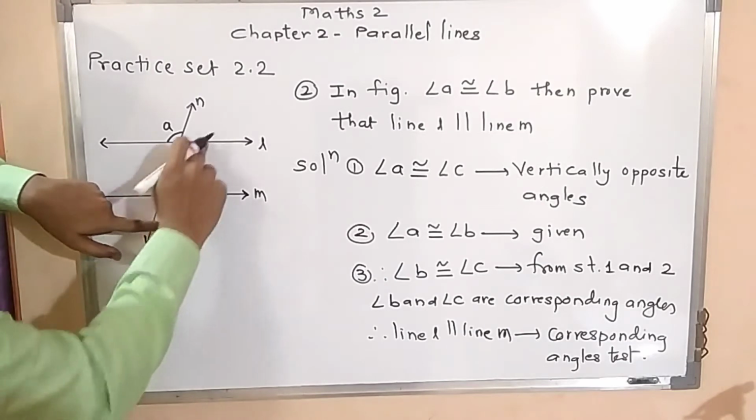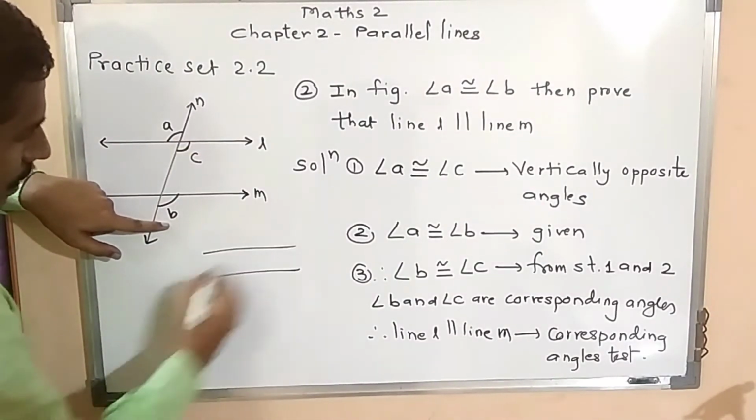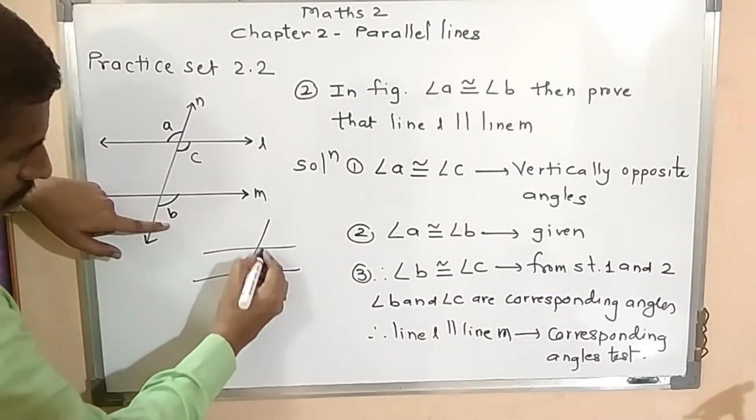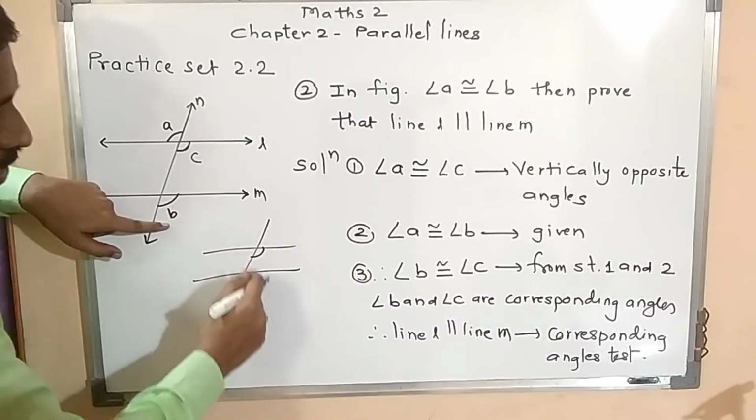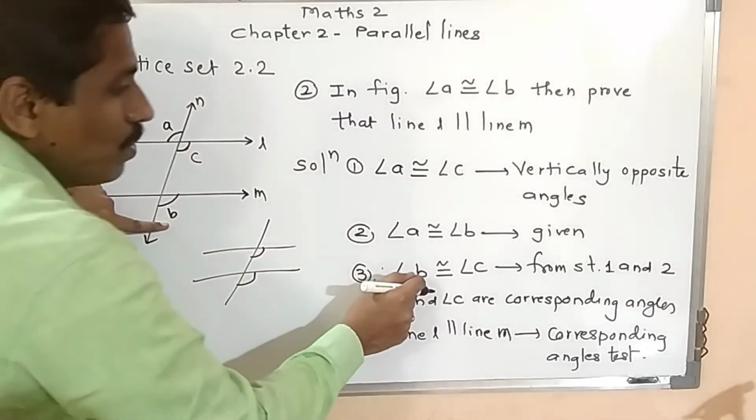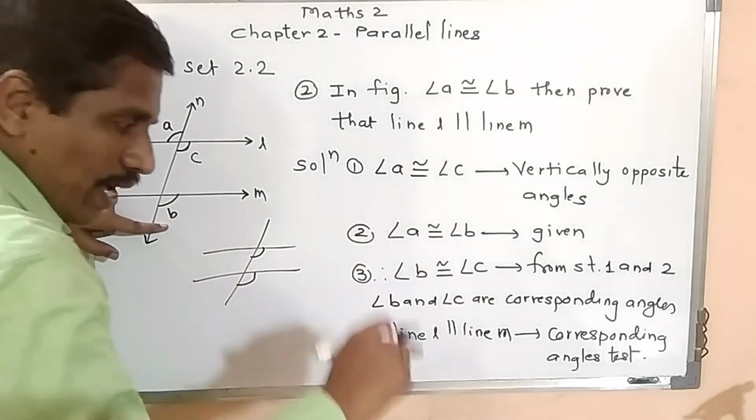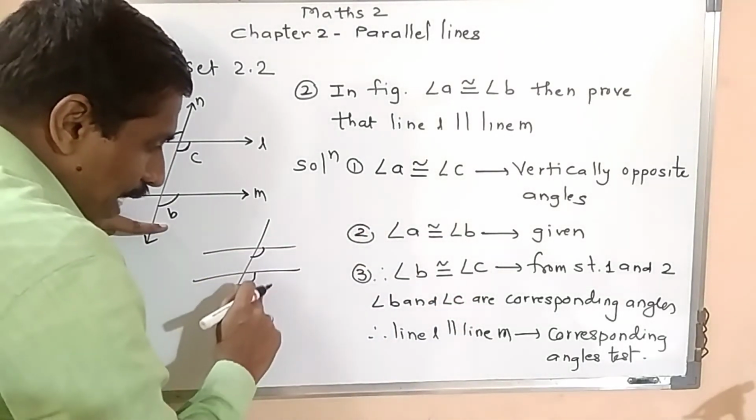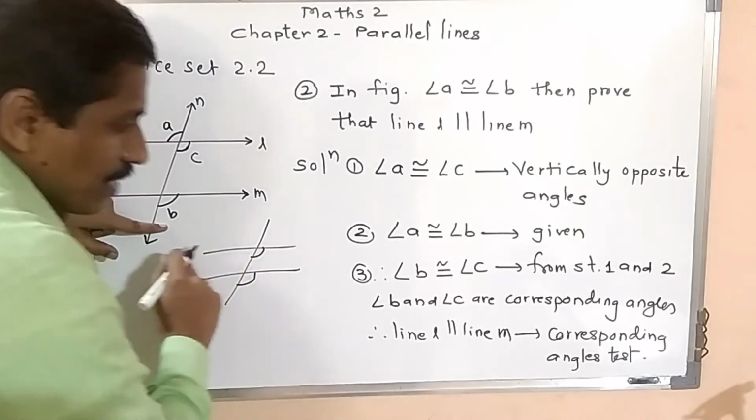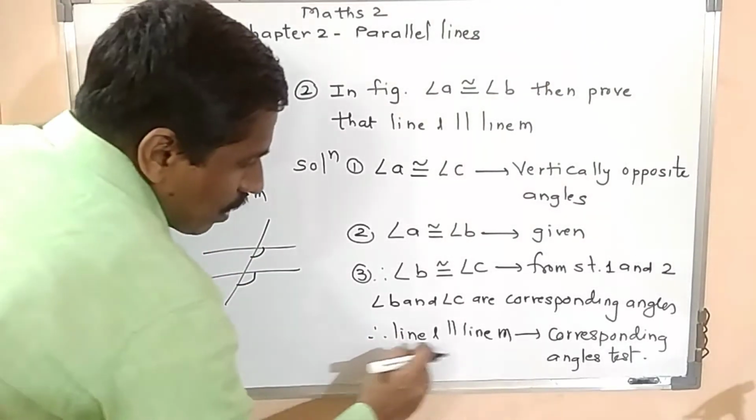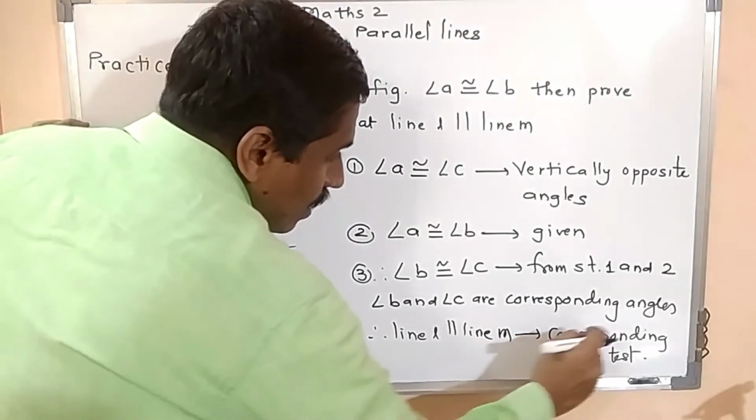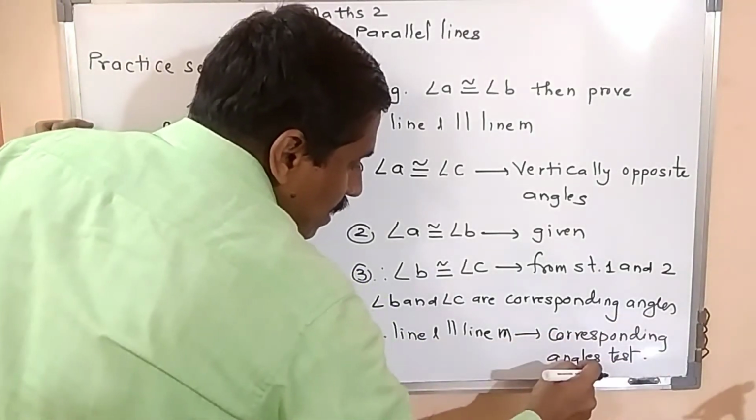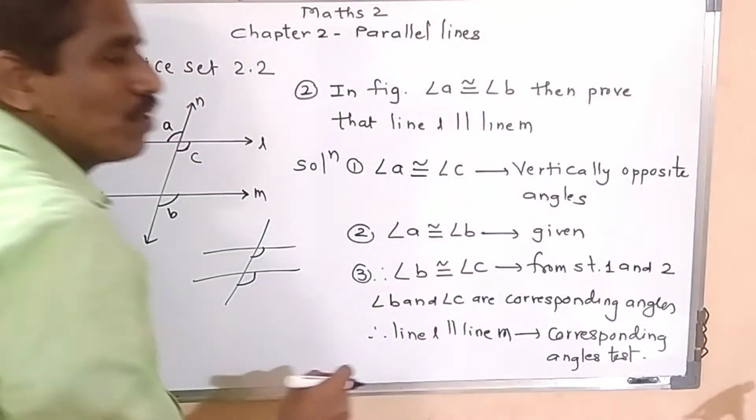But what type of angles are these, angle B and angle C? This is angle B, this one is angle C. This is a pair of corresponding angles which we have proved congruent. And we know that if corresponding angles are congruent, then lines are parallel, and therefore line L is parallel to line M. Reason is corresponding angle test. Hence, we have proved.